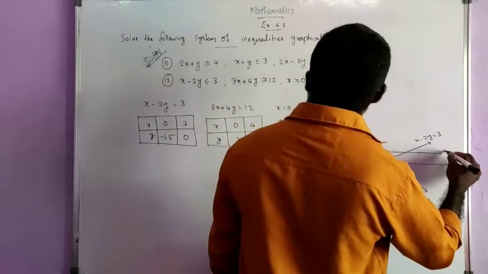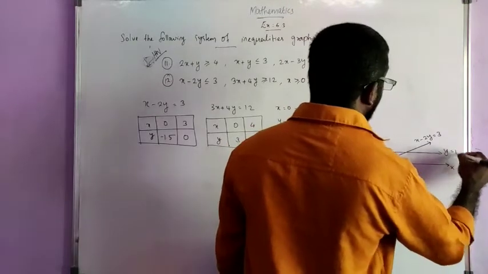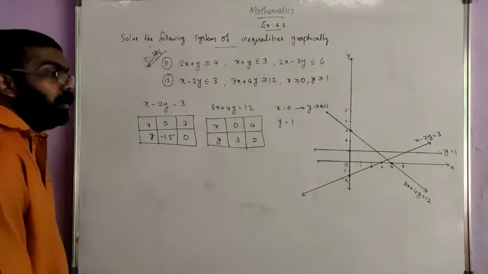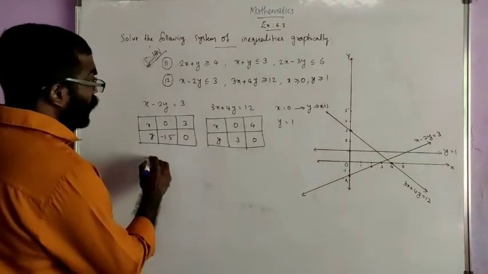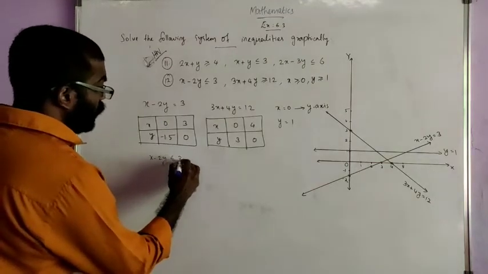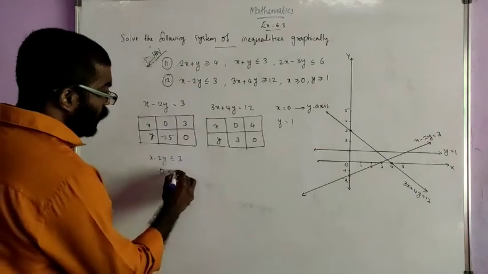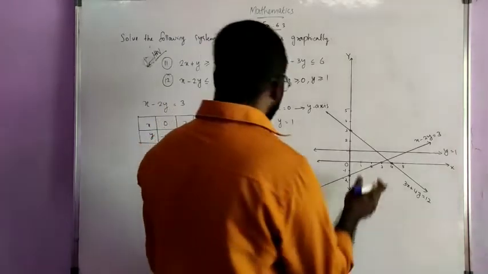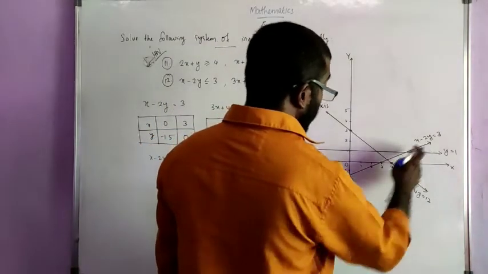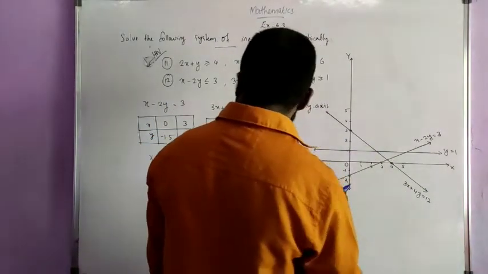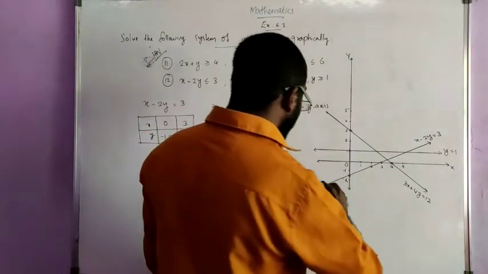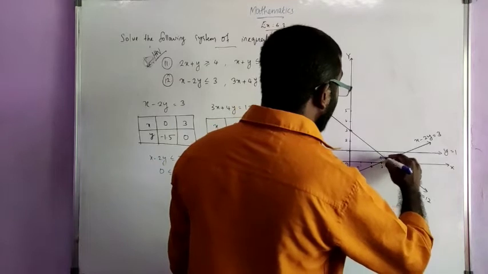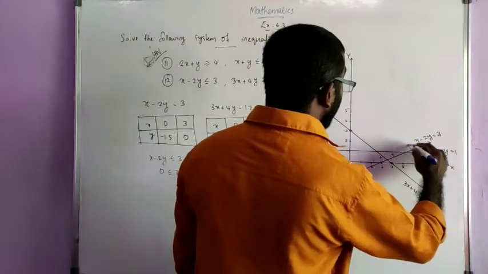So this is y is equal to 1. Now you have to identify the half planes. x minus 2y less than or equal to 3: 0 less than or equal to 3, true statement. So the first one is x minus 2y equal to 3, this line. 0, 0 is a solution, so the upper half plane. The upper part of this line.